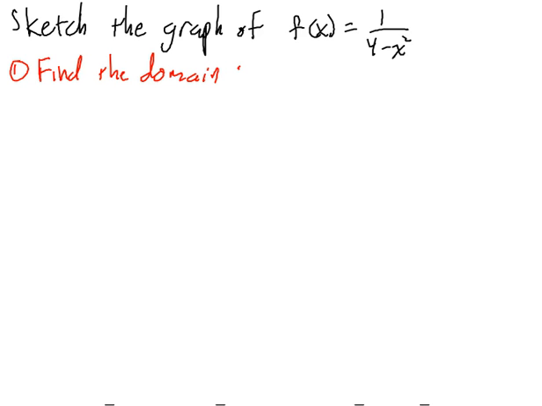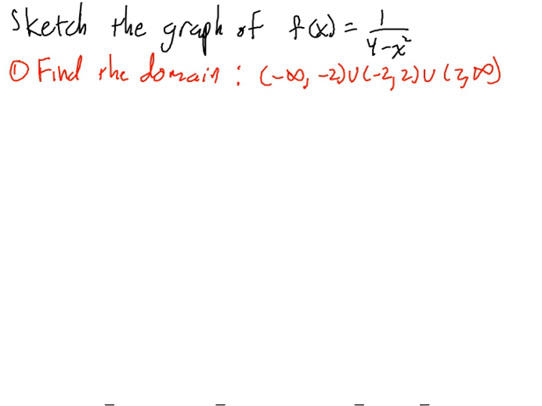So our domain in this case is from negative infinity to negative 2, union from negative 2 to 2, union from 2 to infinity. So the main thing is in the domain, we do not include negative 2 or positive 2.